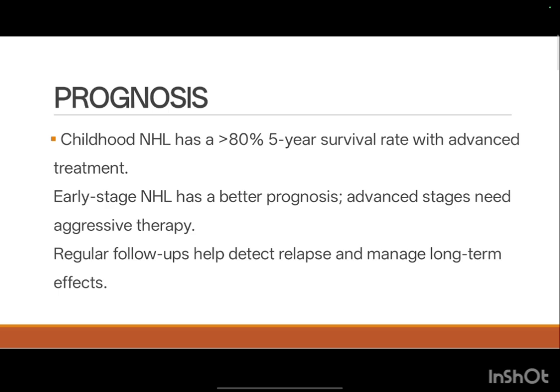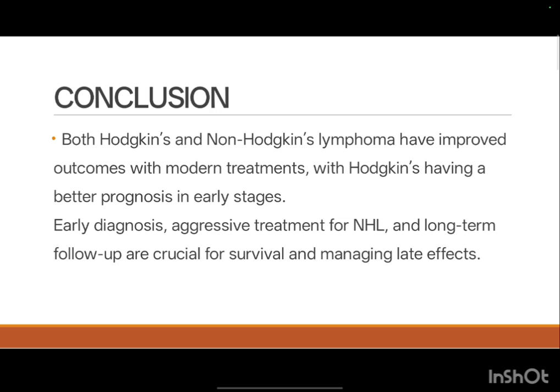Early stage has a better prognosis, advanced stages need aggressive therapy. Both Hodgkin's and non-Hodgkin's lymphoma have improved outcomes with modern treatment, with Hodgkin's having a better prognosis in early stages. Early diagnosis, aggressive treatment for non-Hodgkin's lymphoma, and long-term follow-up are crucial for survival and managing late effects.